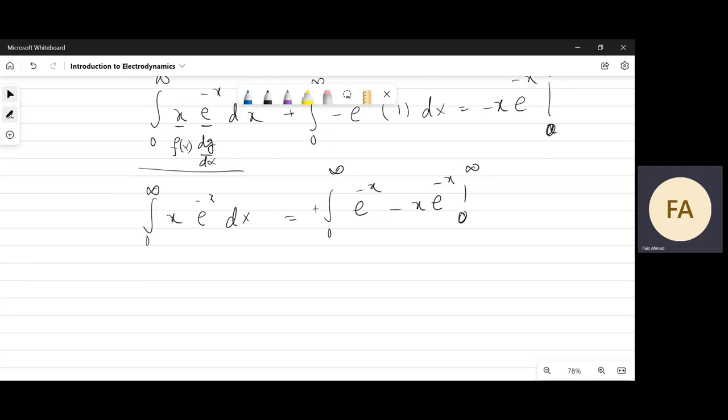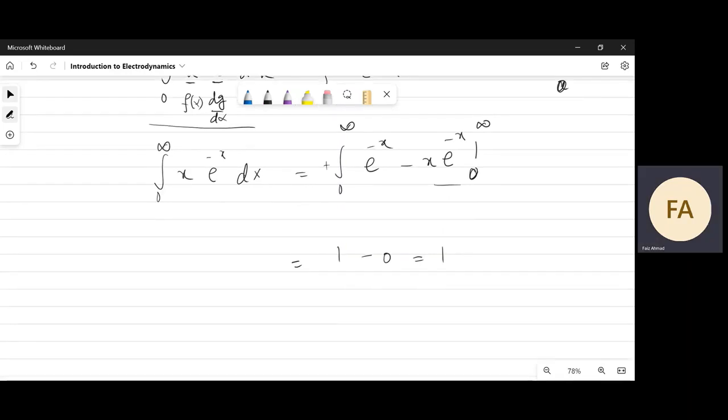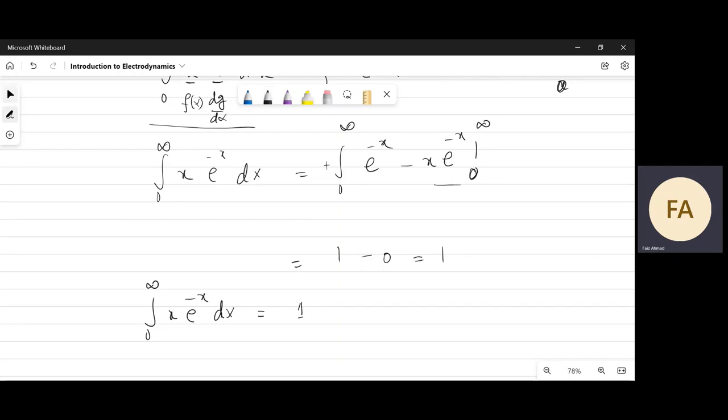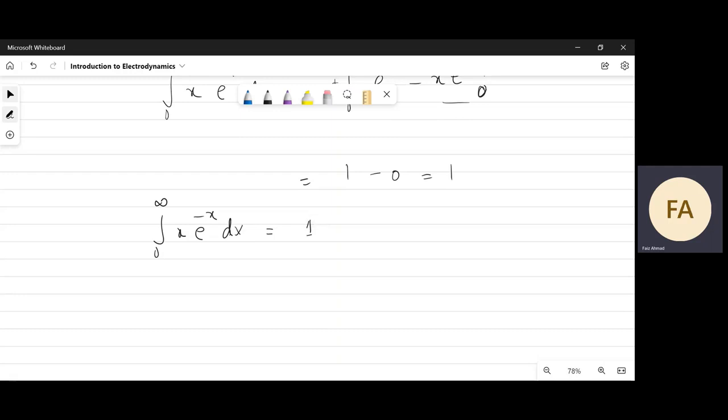All right, so this one is straightforward. When we put in infinity, it is minus infinity, one over infinity, which is 0, and the other term will become 1. And x e raised to the power minus x will become 0, so the integral will become 1. So the whole thing, the integral from 0 to infinity of x e raised to the power minus x dx, is equal to 1. It was not easy to solve directly, but using integration by parts, we resolved it.